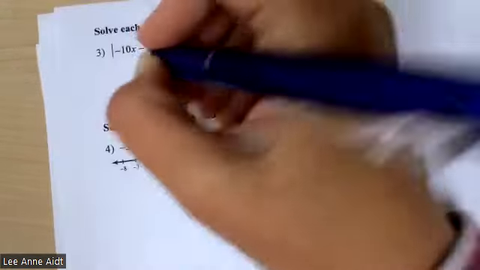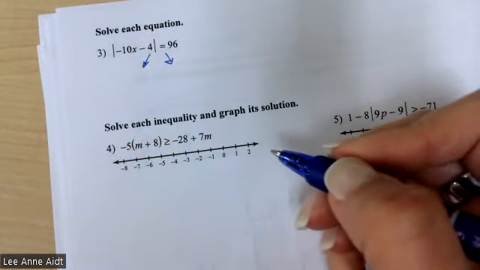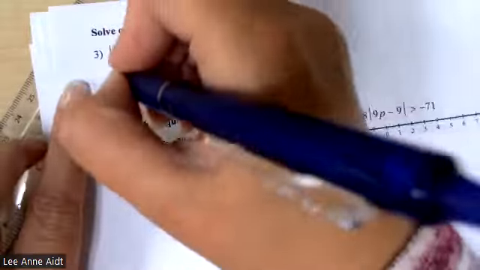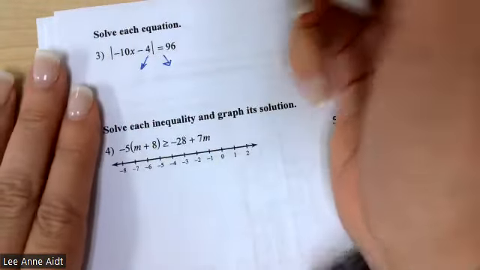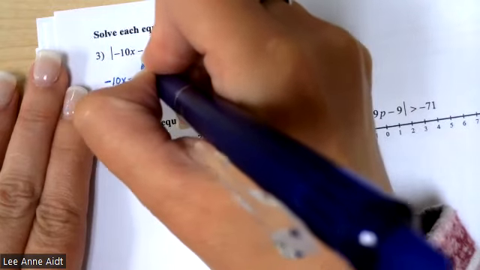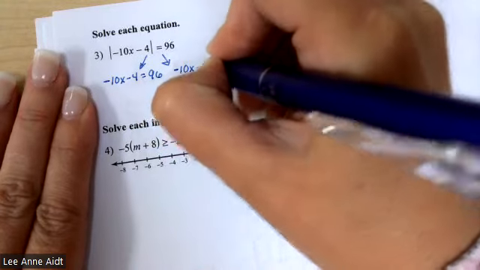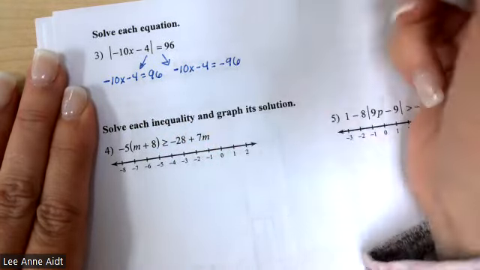All right, so absolute value equation. It's an equation, so break it into 2 pieces. You don't have to worry about a number line or anything because it's just an equation. Negative 10x minus 4 equals positive 96. Negative 10x minus 4 equals negative 96.